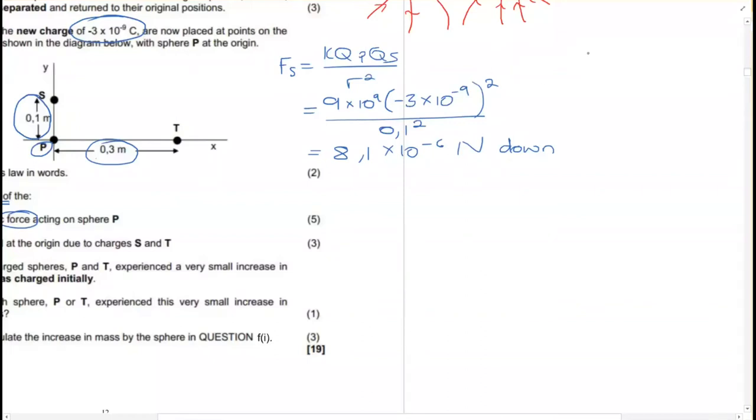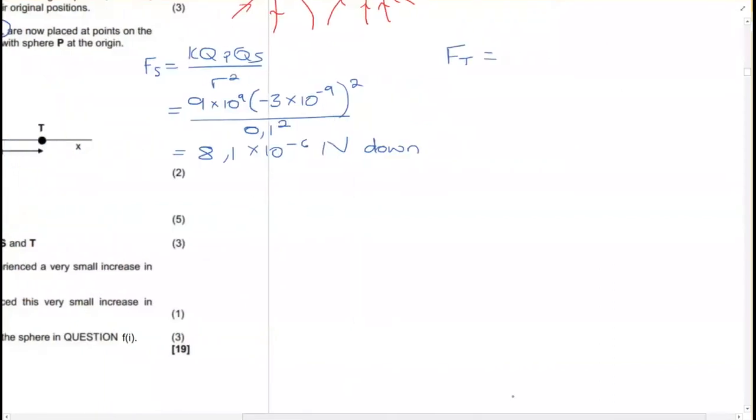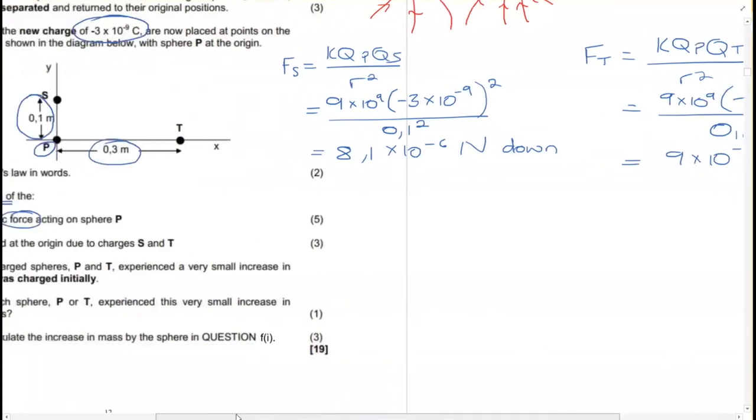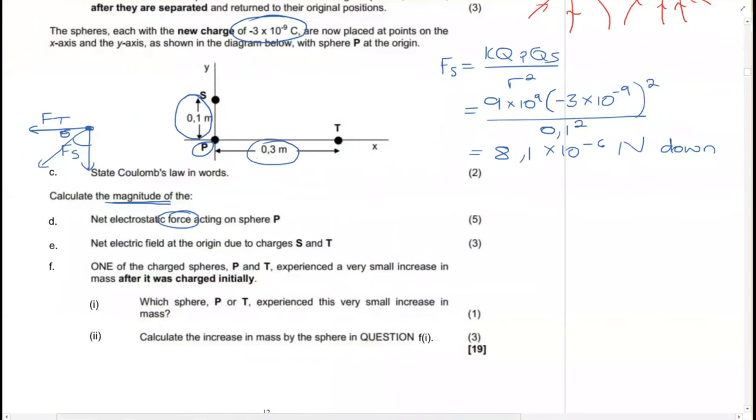Now we're going to get the force of T on P. So we're going to use the same formula. We've got K. This time we're going to use QP and QT. So we've got 9 times 10 to the 9. Again, both of these charges are the same because this is after they touched, and all three charges have the same value after they touched. Now our distance is 0.3. And we get a value of 9 times 10 to the -7 newtons. And this one we said was to the left. So we got our directions even before we started the question, from our free body diagram. Do you guys see that?